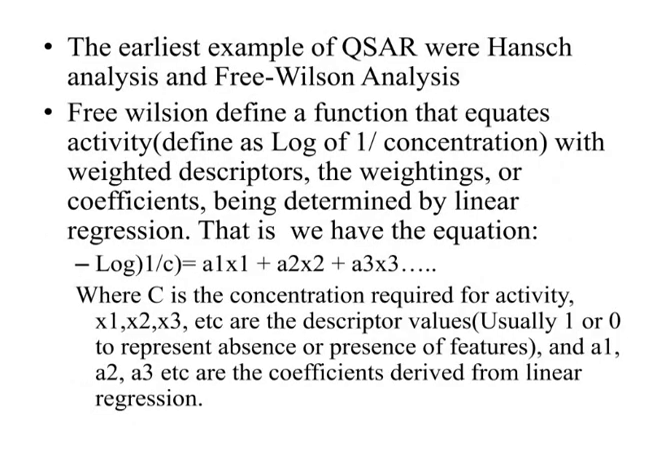So my friends, the earliest examples of QSAR were Hansch analysis and Free-Wilson analysis. Free-Wilson defined a function that equates activity, defined as the log of 1/C concentration, with weighted descriptors, the weighting or coefficients being determined by linear regression, and that is how we have the equation. Here C is the concentration required for activity, the descriptive values are usually 1 or 0 to represent the absence or presence of a feature, and A1, A2, A3 are the coefficients derived from the linear regression.